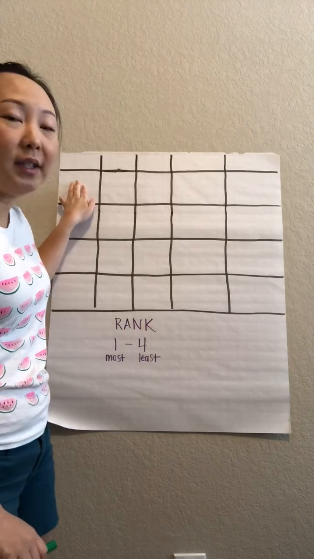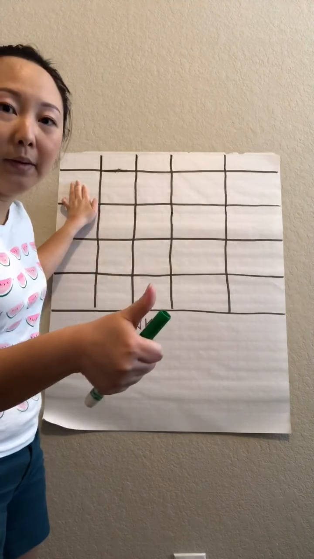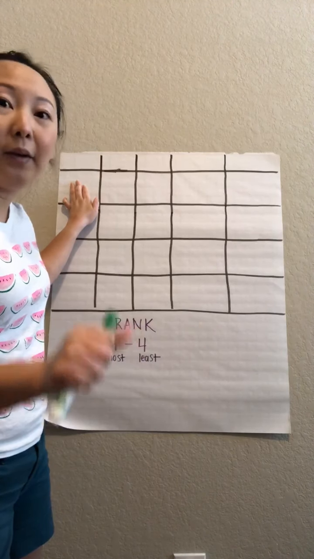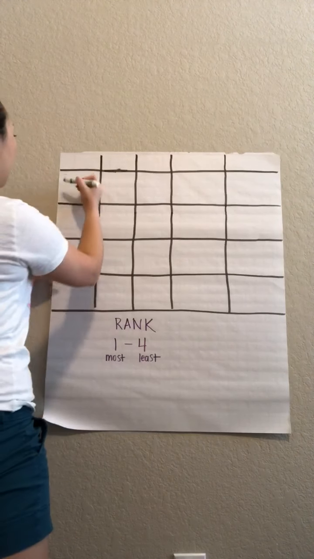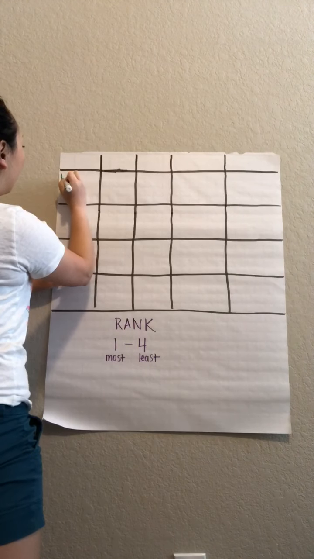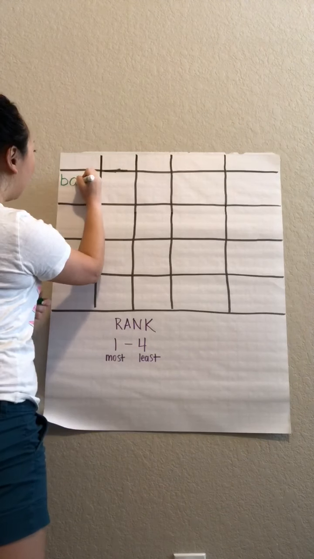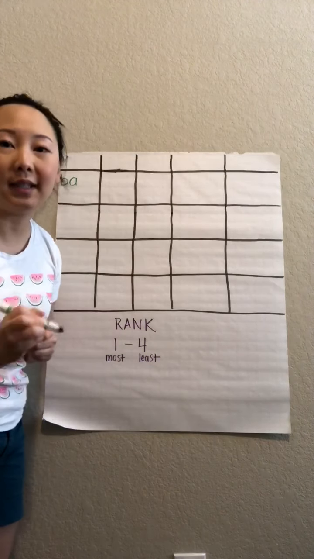Let's break apart the sounds that we hear in the word bath. B, a, th. What makes the b sound? B. What makes the a sound? A, and then th.